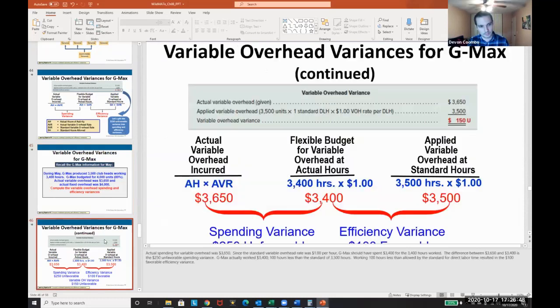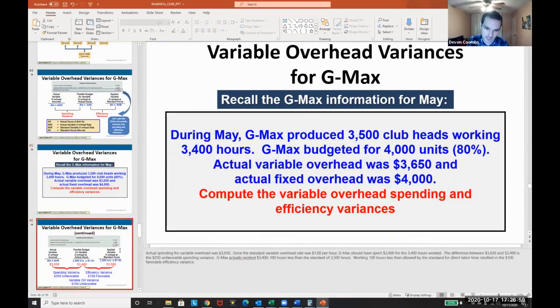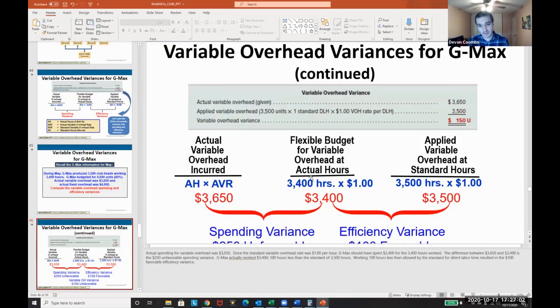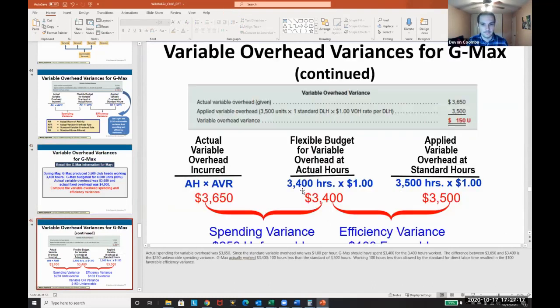Similar fact set, we'll go back and forth. So what's our actual variable overhead incurred? We can go back here. That's always given, right? Actual is an actual, 3,650. So we know where that information is. Flexible budget for variable overhead, we need 3,400 times $1. So we're saying our flexible budget said we worked 3,400 hours. And then we saw from an earlier rate card that we expected it to be $1 per hour. So that's $3,400. And that's referencing the rate card above, the standard direct labor hours.